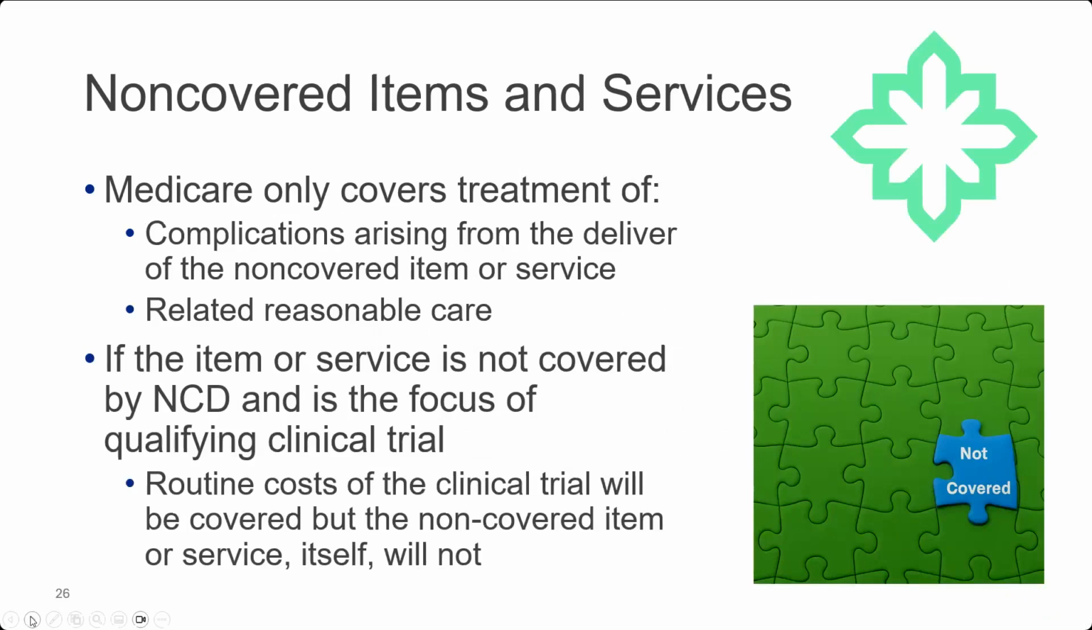Non-covered items and services include items and services, again, for which Medicare payment is statutorily prohibited. So Medicare only covers the treatment of complications arising from the delivery of a non-covered item. In other words, if there is a non-covered item that is included and a complication arises from that, then we will cover it. We won't cover the non-covered item, but we would cover the complication.